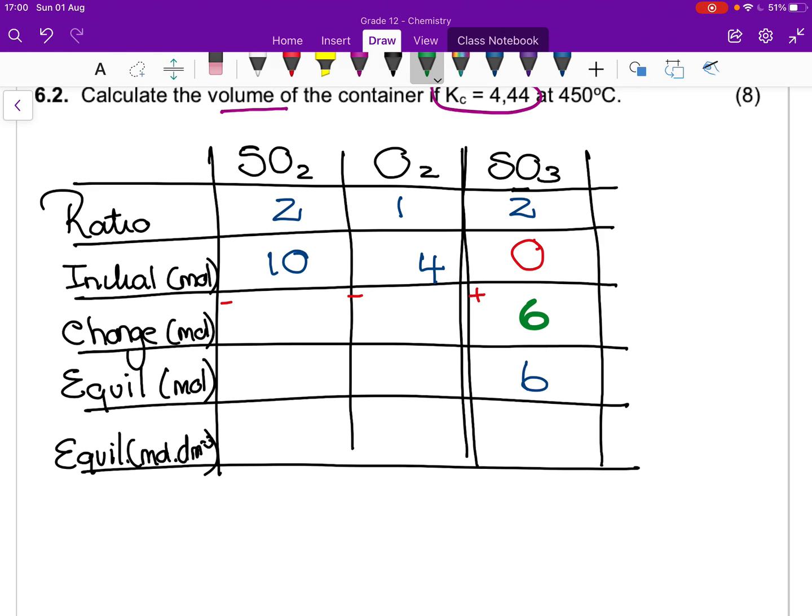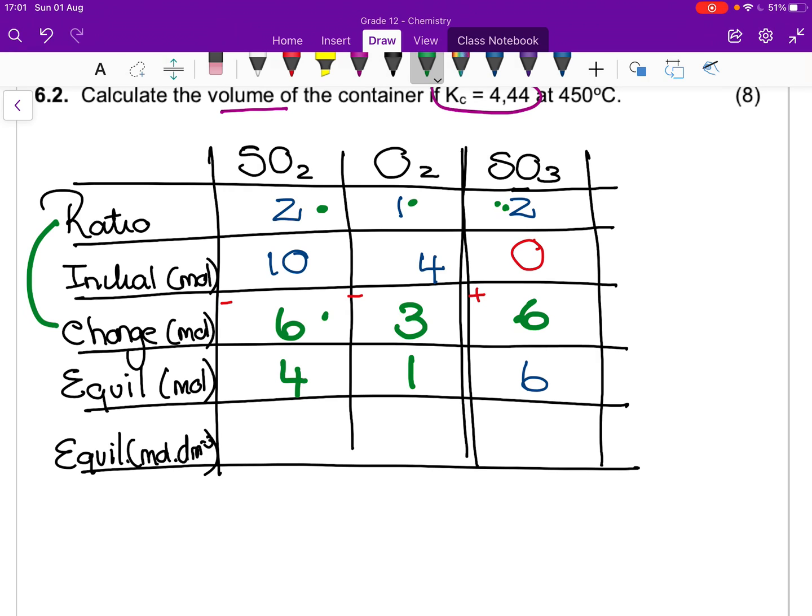Now I'm going to use the mole ratio, so I'm going to go 6 times 2 divided by 2 gives me that one, so it's 6. 6 times 1 divided by 2 gives me 3. So I make sure that the ratio and the change lines are the same ratio: 2 to 1 to 2, 2 to 1 to 2. Then I had 10 moles of SO2. I used 6, so now I've got 4. I had 4 moles of O2. I used 3. Now I'm left with 1.